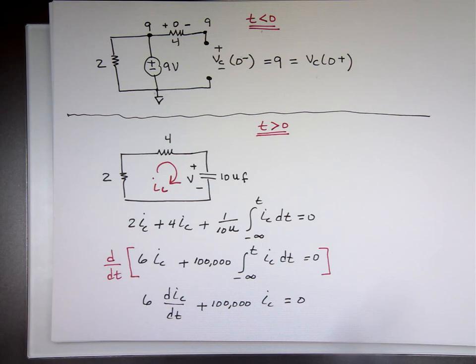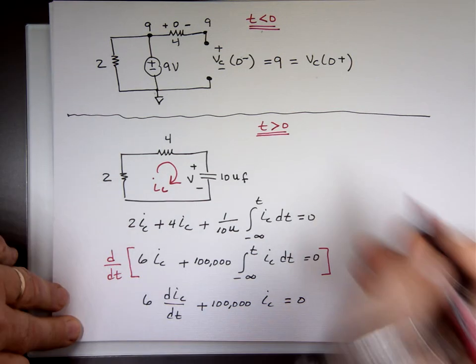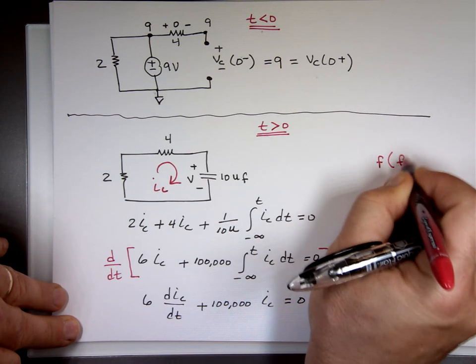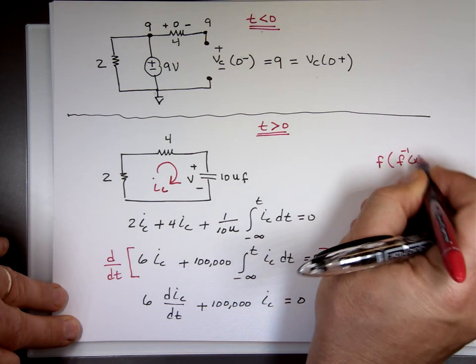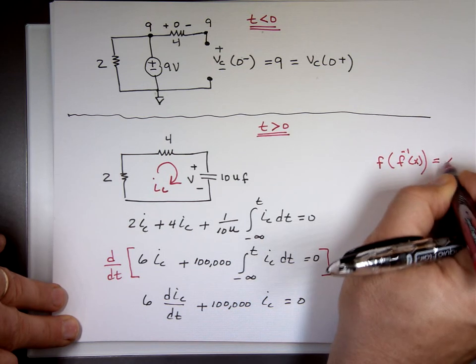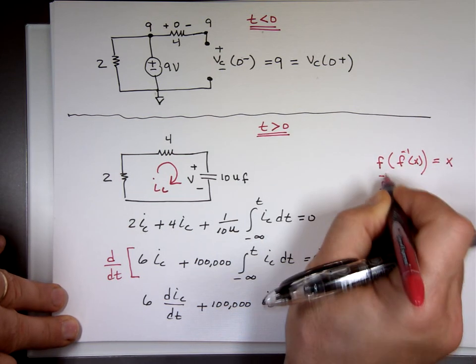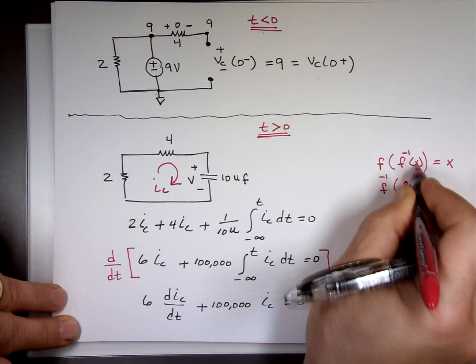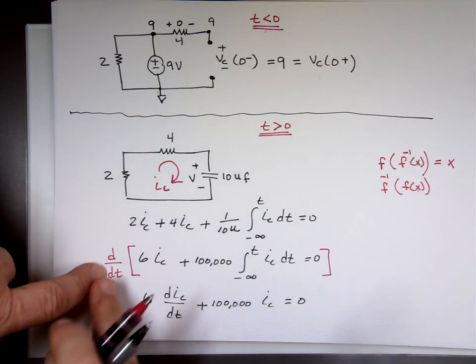If you remember from math, we used to tell you to prove that a function and its inverse are the inverse of each other. If you do this, the result is always x. Or if you take the inverse of the function, you end up with x, whatever x is. So if you take the derivative of the integral, they cancel each other out. You end up with that expression, which is I.